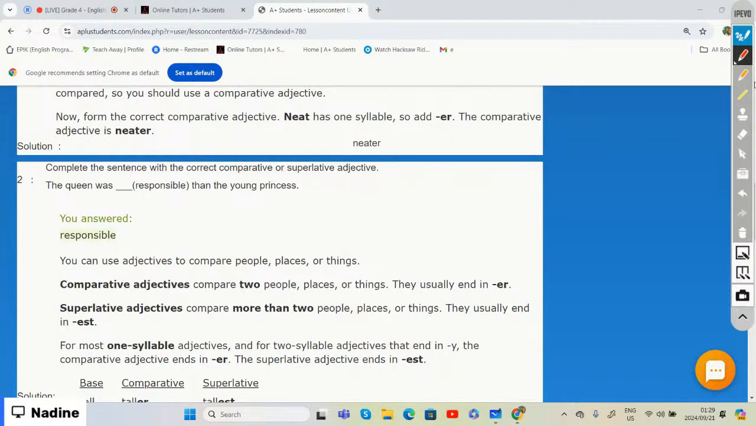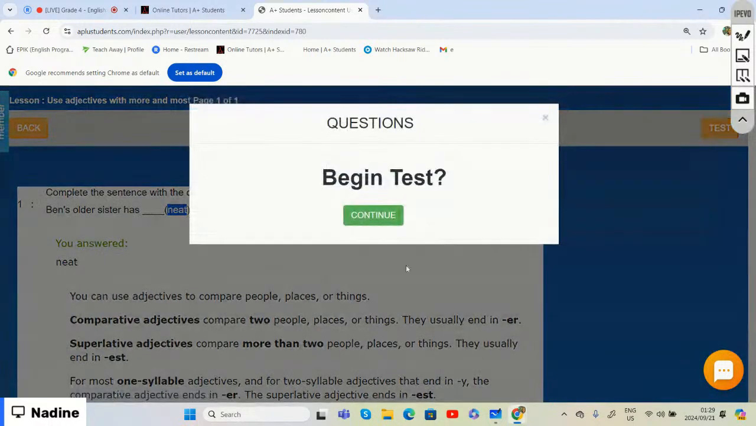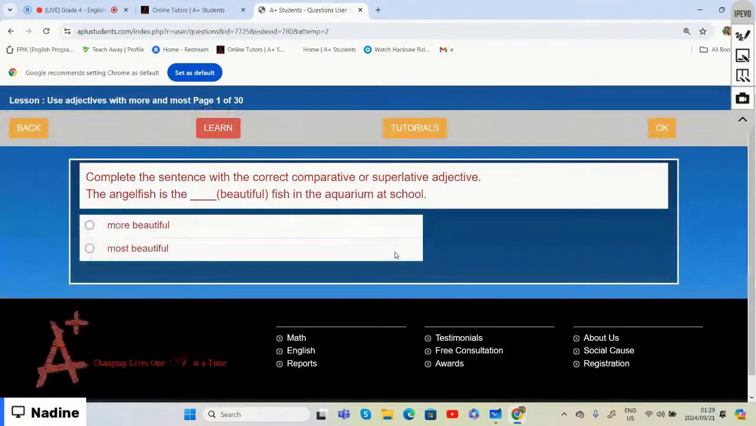All right, now let's go to our test. We're going to our test where we are going to use adjectives with more and adjectives with most. Remember, we still add the word more in front of an adjective that describes two people, two places, or two things.